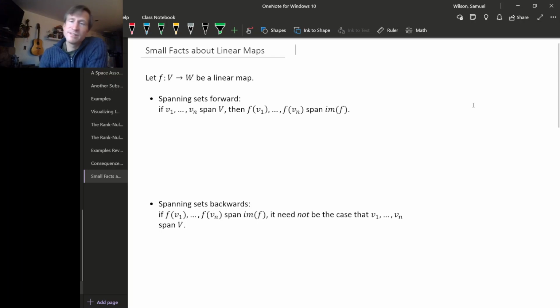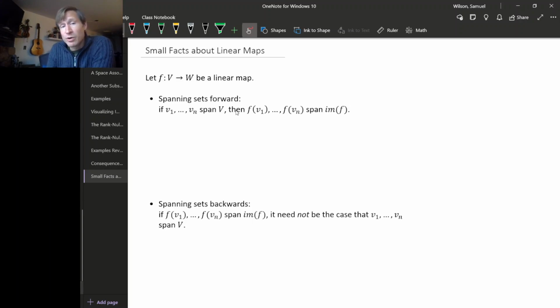There are three properties that a collection of vectors might have. They might span some subset, they might be linearly independent, they might be linearly dependent. And it kind of pays to know how those properties change as you either go forward from the domain to the codomain using a linear map, or backwards from the codomain to the domain. So let's just record how all of these properties interact going either forwards or backwards across a linear map.